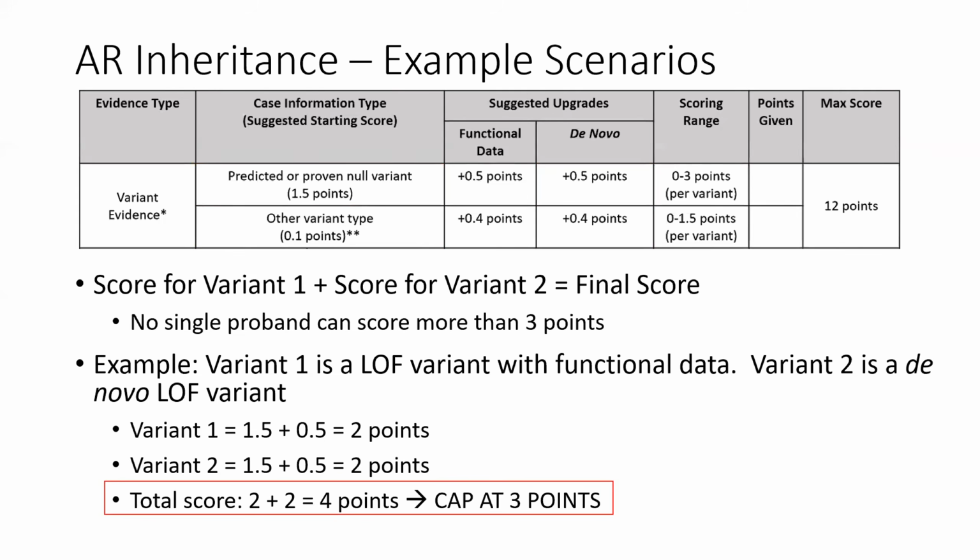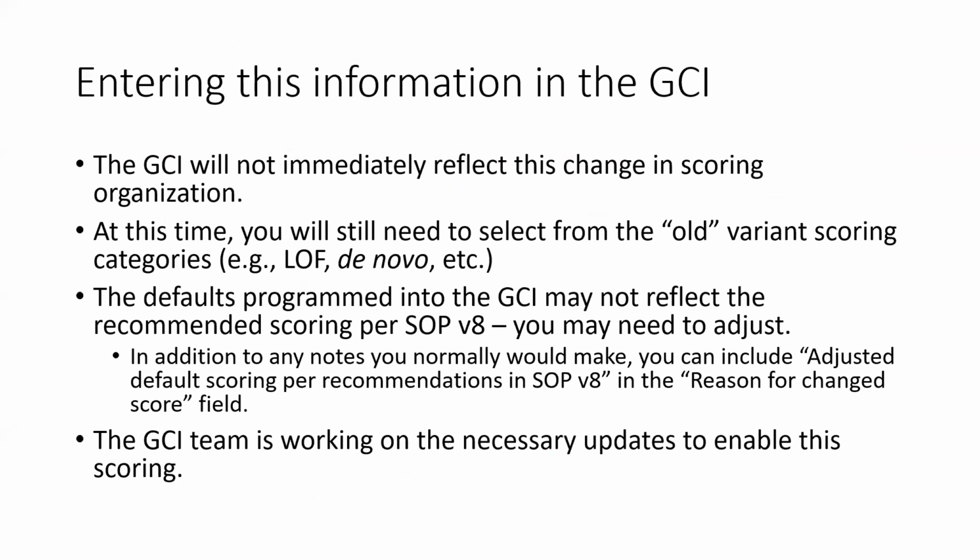But remember, at the beginning, I told you that no single proband could contribute more than 3. So because of this, the number of points will be capped, and the final score could be entered into the GCI at 3 points. So as Matt mentioned earlier, the GCI is not going to immediately reflect this change in scoring organization. That's something they're going to be working on over time.